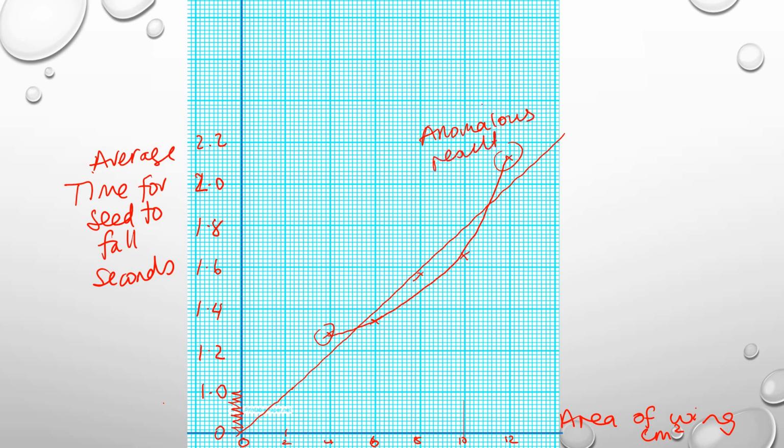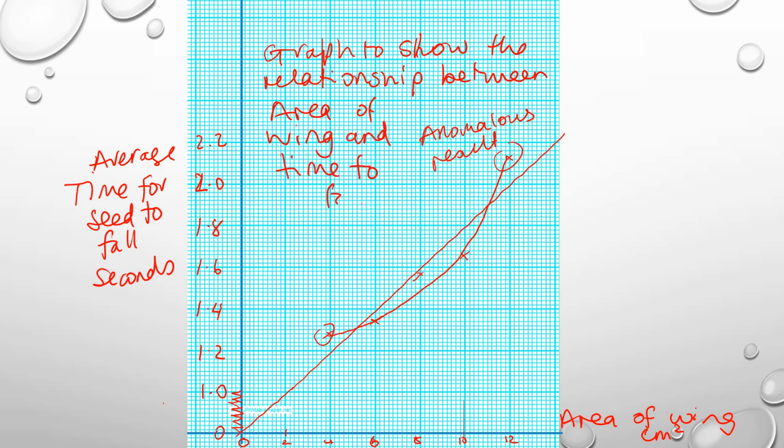And again, don't forget your title on here. So this would be a graph to show the relationship between area of wing and time to fall. I'm sure you can do a much neater job. This pen is quite tricky to write with on an angled screen.